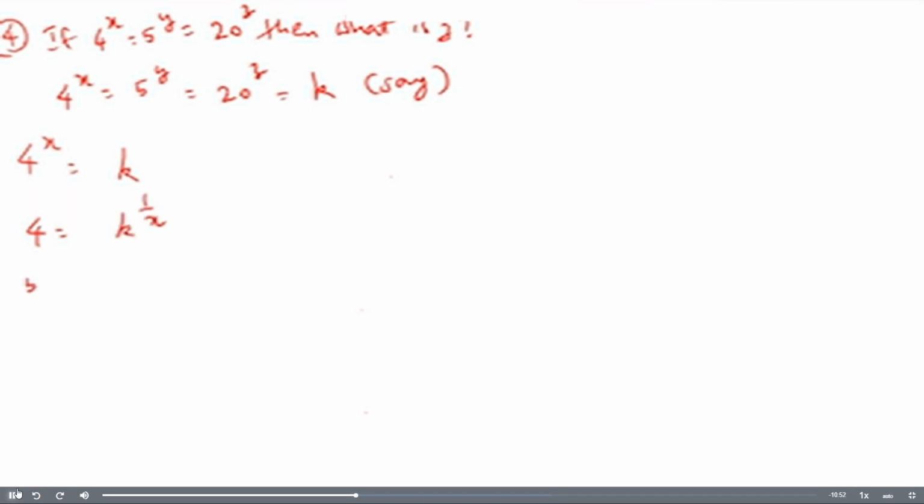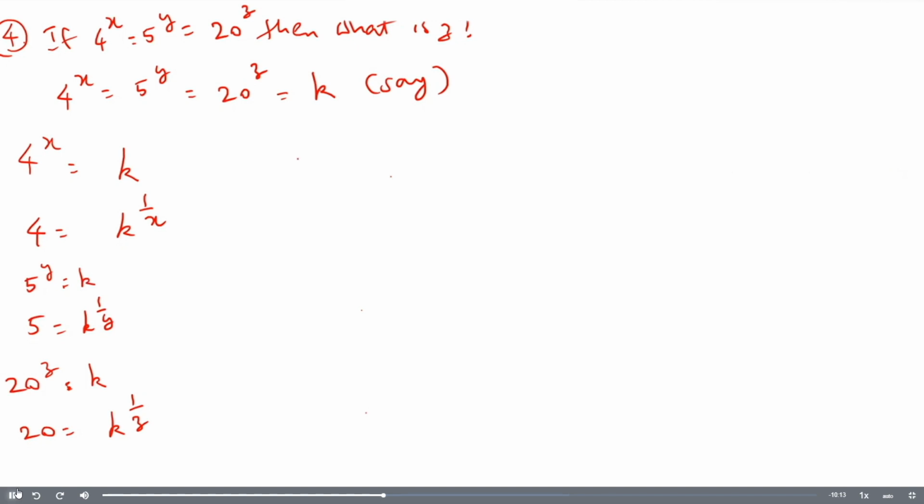Similarly, 5 to the power y is equal to k. So 5 is equal to k to the power 1 by y. Similarly, 20 to the power z is equal to k. So 20 is equal to k to the power 1 by z. Now let us take all these relationships and further develop into the solution.